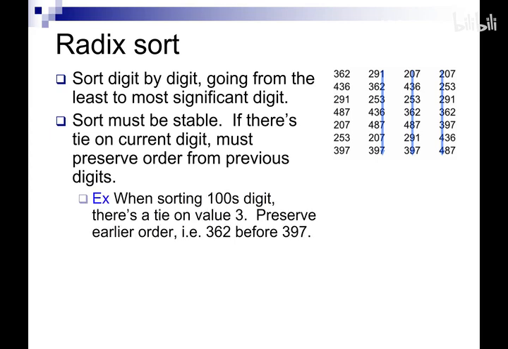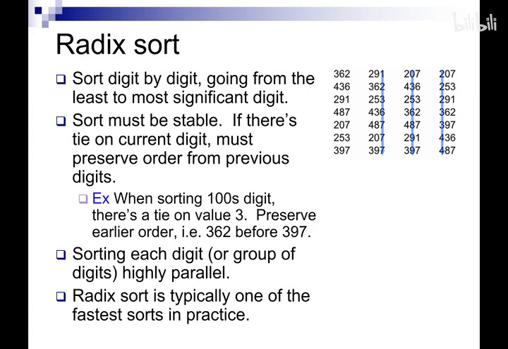As an example, suppose we're sorting on the hundreds digit over here. You're going to get a tie on the threes. In that case, you need to look back at the tens digit and see what order these two numbers are in. On the previous digit, you have 362 before 397, so when you have a tie, you need to maintain that order in order for the sort to be stable. So you need to keep 362 before 397. That's the stable sort, and we have to use a stable sorting algorithm in order to implement radix sort.